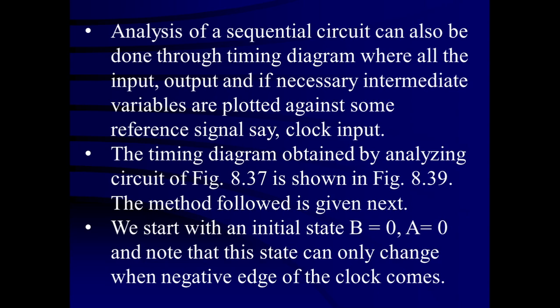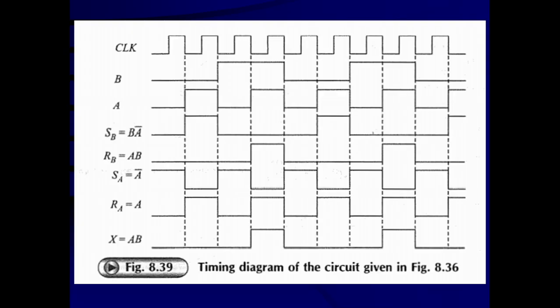We start with the initial state B equal to 0 and A equal to 0. Note that this state can only change when the negative edge of the clock comes. So this is the timing diagram of the circuit given in figure 8.36.